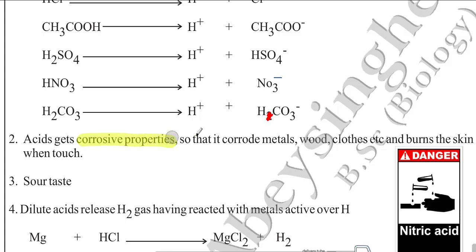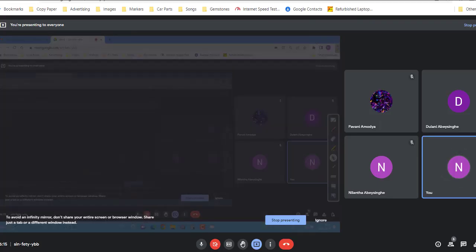Corrosive properties. Please highlight it. Sour taste, children. The acids have a sour taste. The fruits have more acid, children. You can get a sour taste. As an example, what can you tell, children? A raw mango, sour taste. Lime, sour taste. That's the acidic taste. Pineapple has more acid. And tomatoes, more acidic fruits.